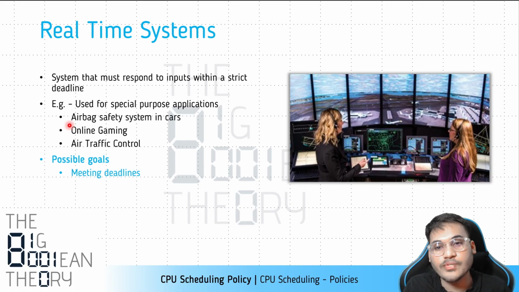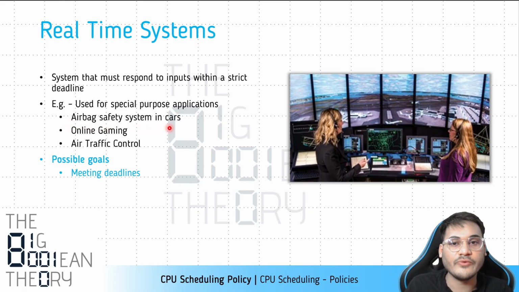The first example is the airbag safety system in a car, right? The safety mechanism which releases the airbag in the event of an accident is operated by a computing mechanism. It is not manual, it is an automated system. And whenever there is a crash or an emergency, the airbag is released automatically, or must be released automatically.